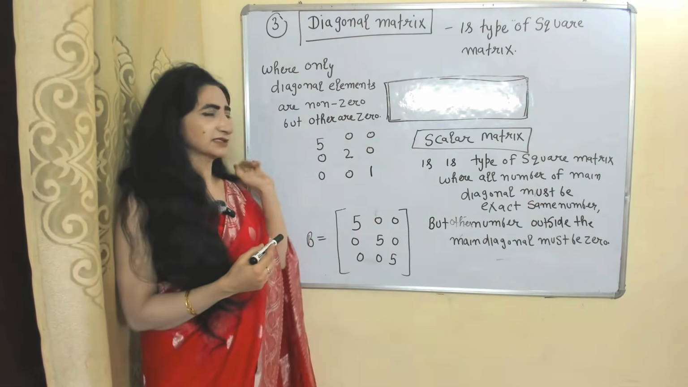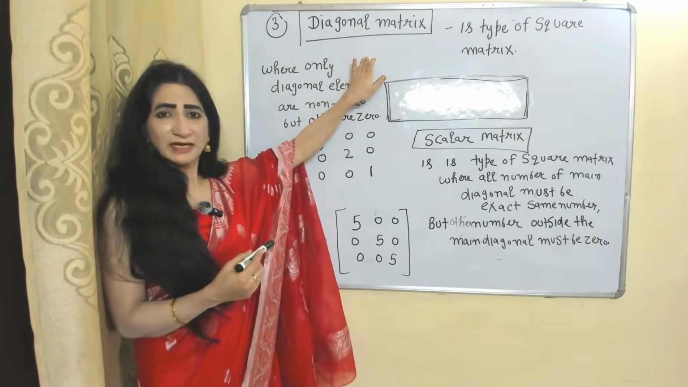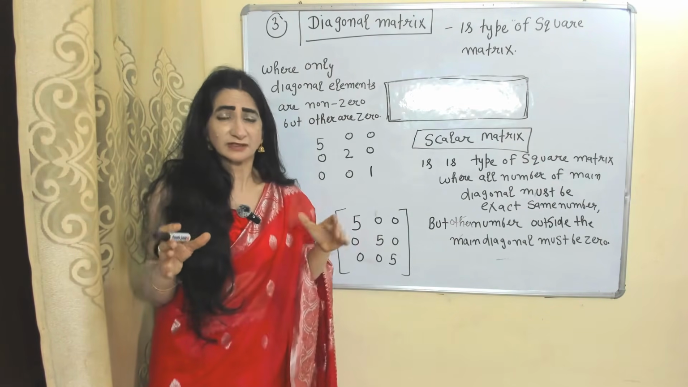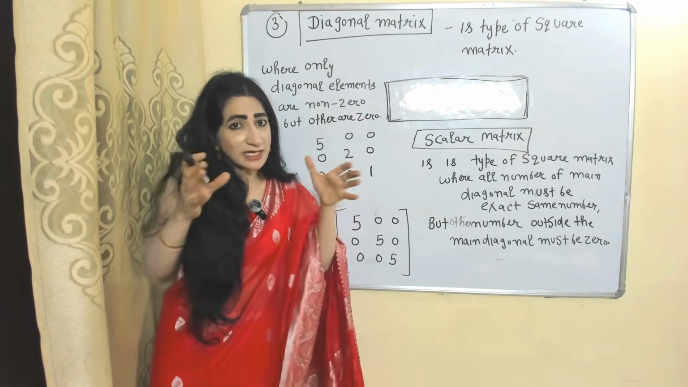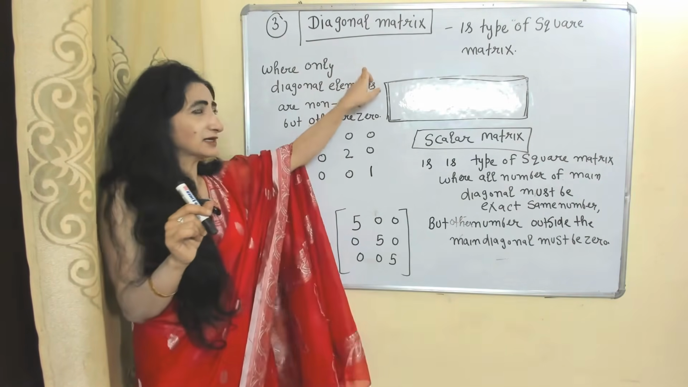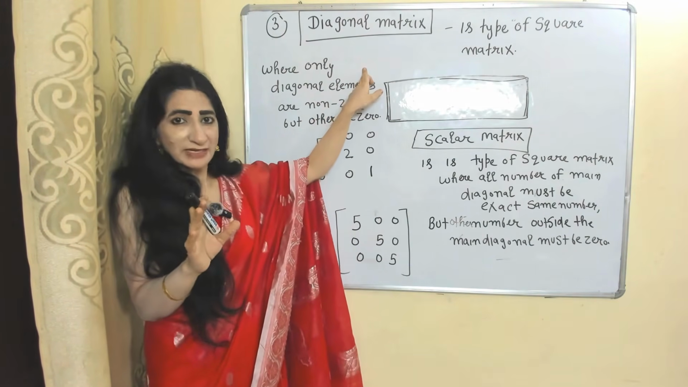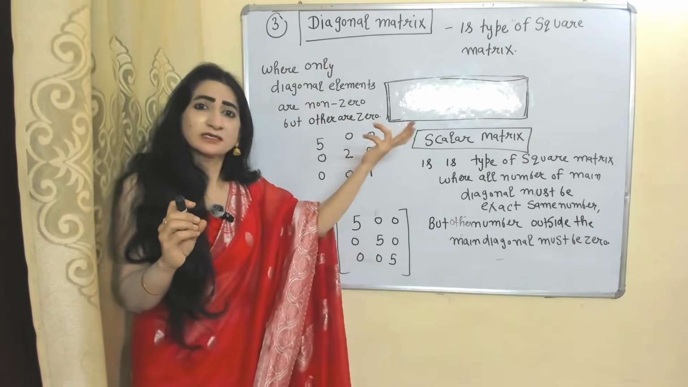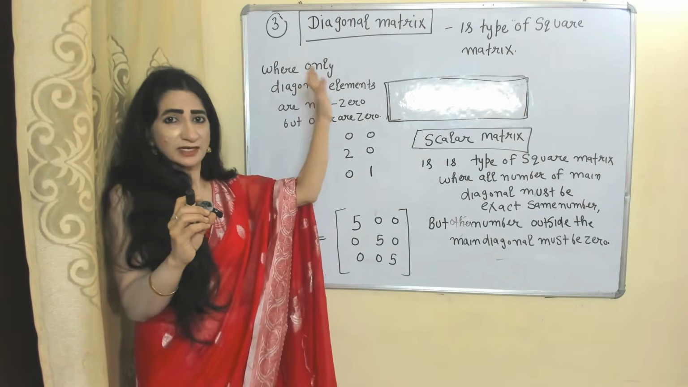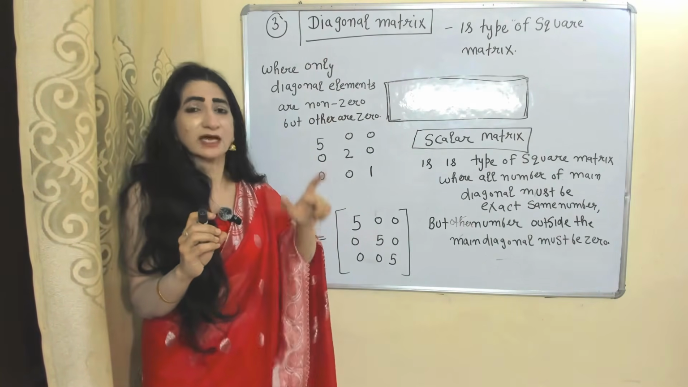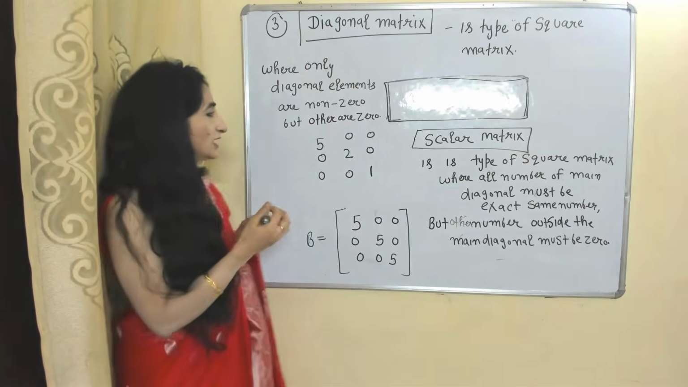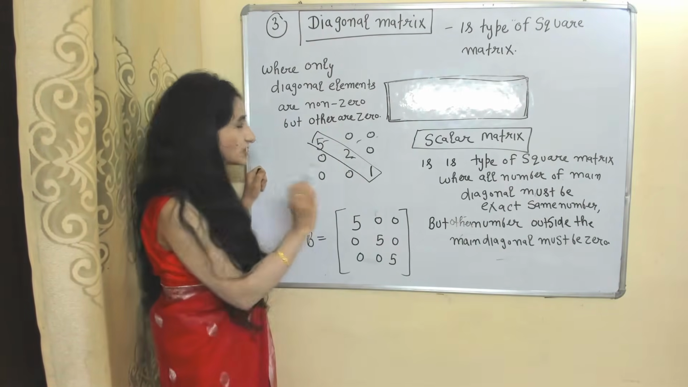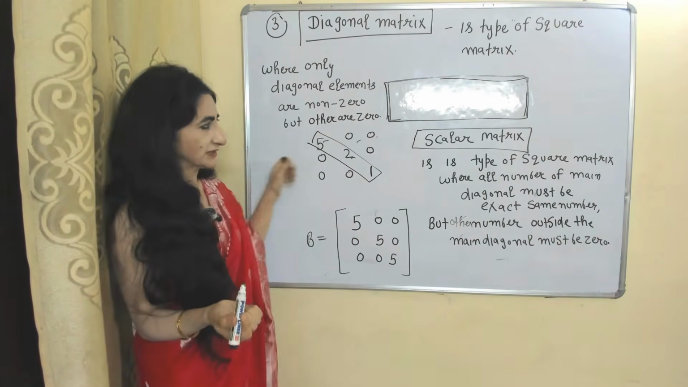Diagonal matrix and scalar matrix. A diagonal matrix is a type of square matrix. That means in case of a diagonal matrix, the number of rows and columns are exactly the same. So a diagonal matrix is a type of square matrix where only the diagonal elements are non-zero but the others are zero. Here you can see only the diagonal elements are non-zero, 5, 2, 1, but the others are 0. So it will be called a diagonal matrix.